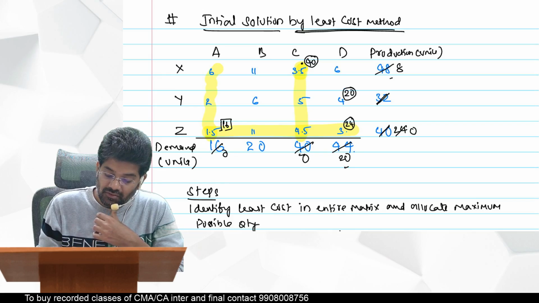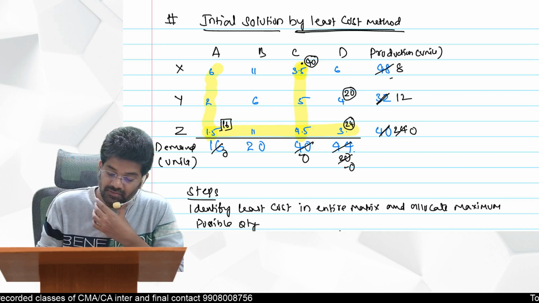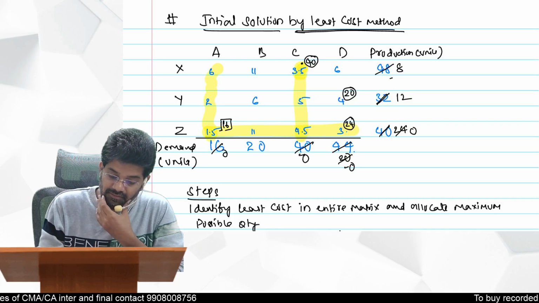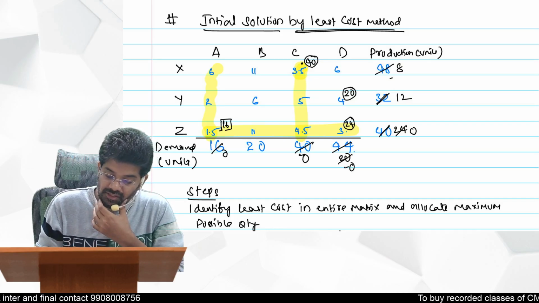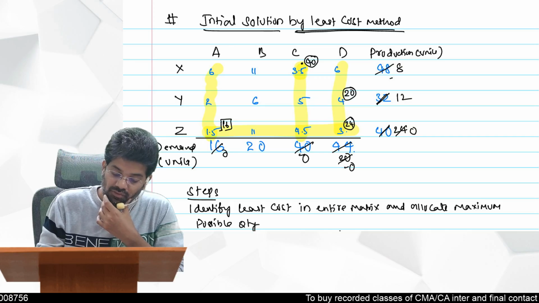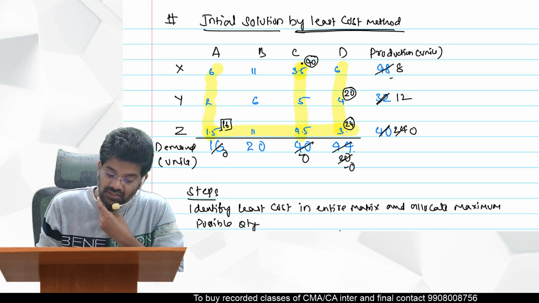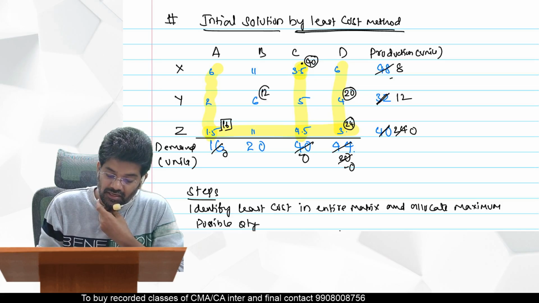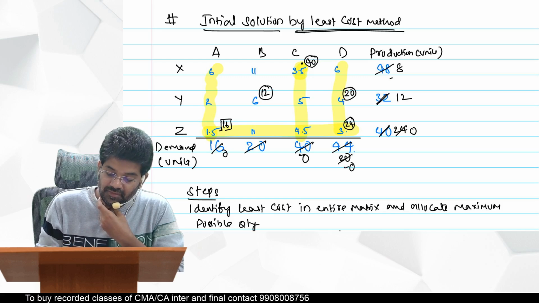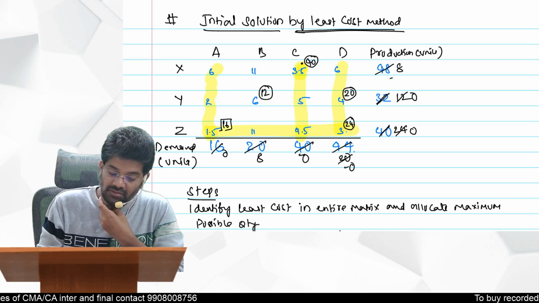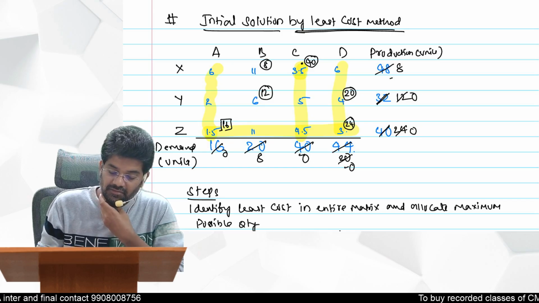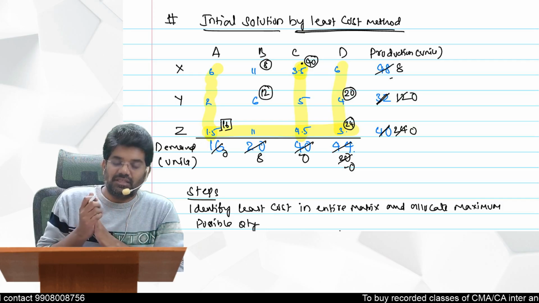This one will become how much? 12, this one will become 0. Okay, now again, which one has become 0? This one has become 0. Now we are left with only this single column here. In these two, which one is lower? 6 is lower. Least cost, whichever is lower, 12 or 20. 12 I can allocate here, and this will become 0, this will become 8. 20 minus 12 is 8. Now here what is the maximum I can allocate? 8. Done.